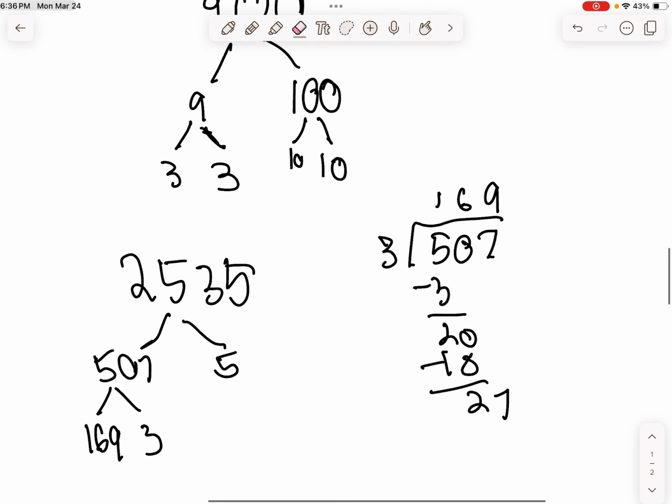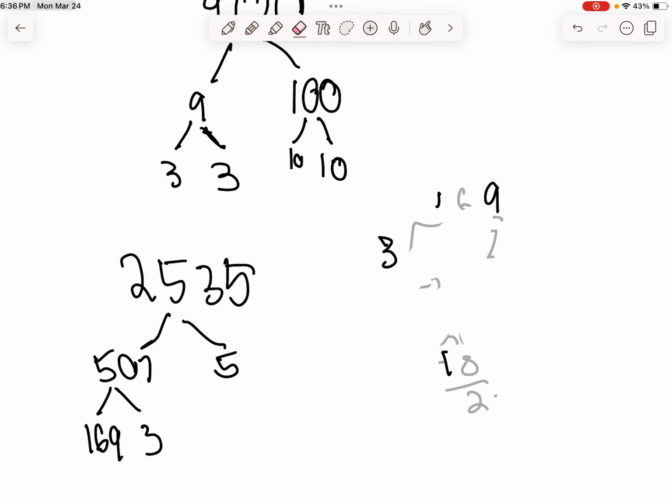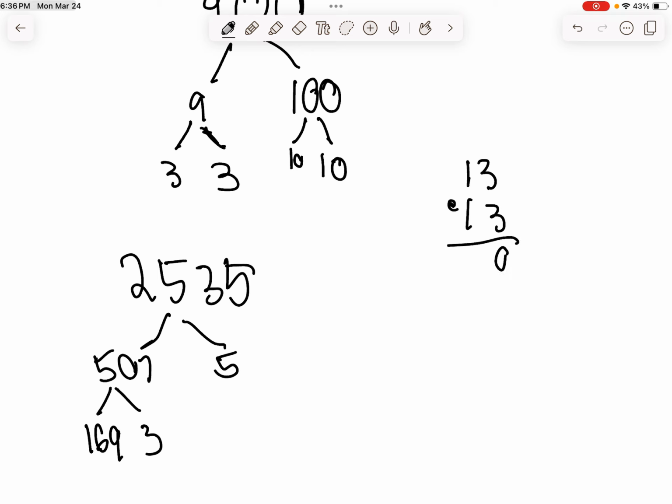Anyway, 169. What is that? That is 13 cubed. We could prove it because right now. So 3 times 3, 9. 3 times 1, 3. Add the 0. 3. This makes 3. This makes 1. 169.